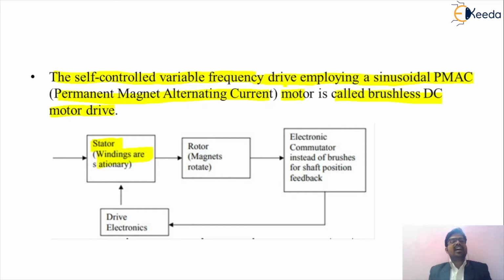Basically, these windings are the stationary windings. We are giving the supply to that particular stator, and then the stator winding acts on the rotor. The rotor will be the magnet, and this magnet will be continuously rotating. So obviously, we are using electronic commutation instead of brushes, depending upon the position feedback.